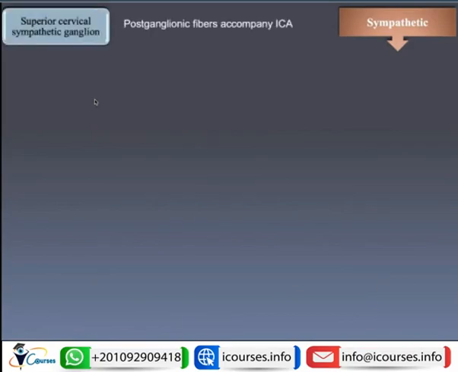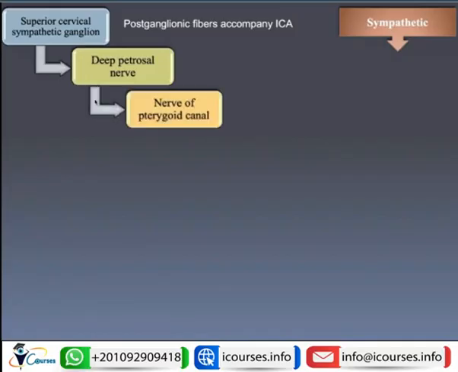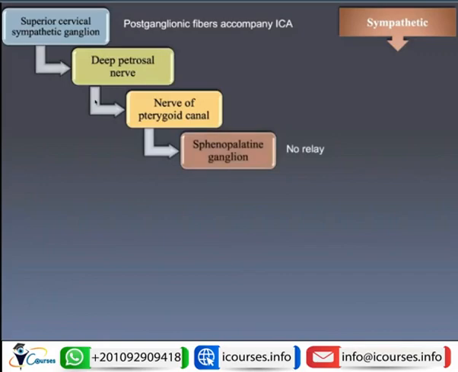The sympathetic pathway, on the other hand, will emerge from the superior cervical ganglion. The superior cervical sympathetic ganglion is the sympathetic ganglion that will give the postganglionic fibers that will supply all the sympathetic supply to the eye. The postganglionic sympathetic fibers will join the internal carotid artery. Then it will join the deep petrosal nerve, and from the deep petrosal nerve, it will join the nerve of pterygoid canal and then go to the sphenopalatine ganglion.